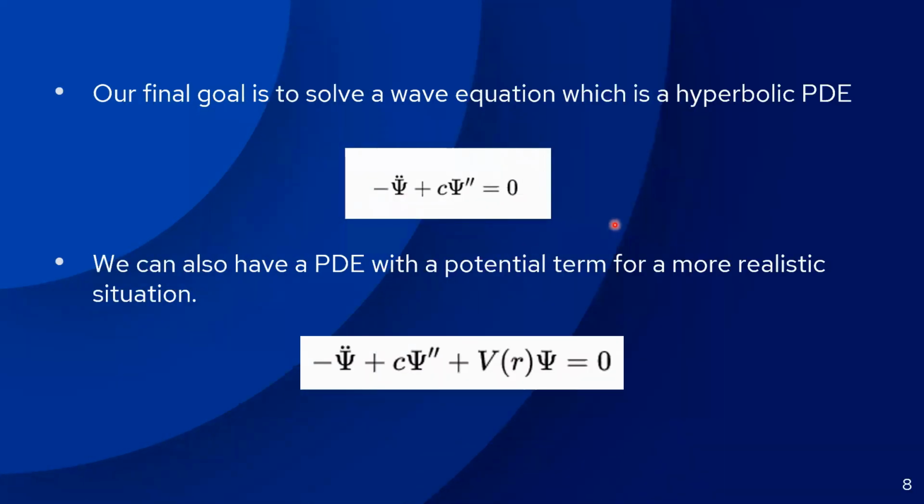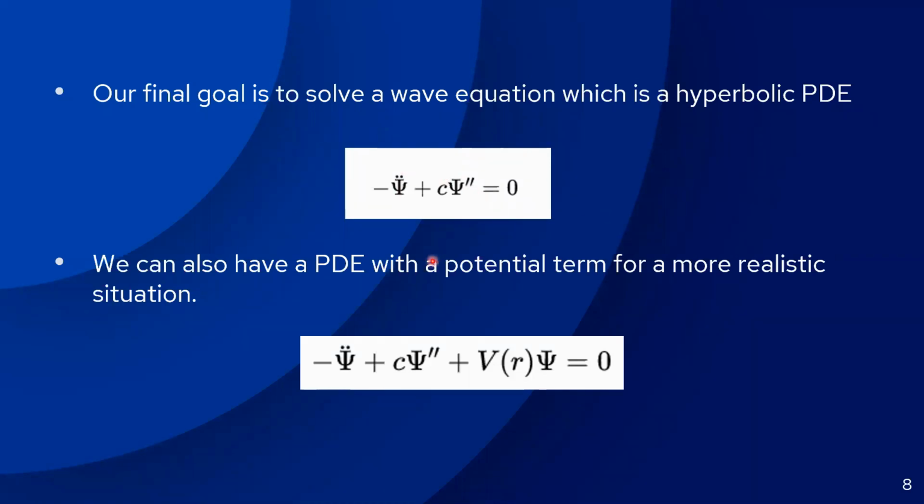So our final goal is to solve basically a wave equation. As you already know, gravitational waves are waves, so they are traveling at the speed of light. So they obey this relation, where the double dots represent the derivative in different coordinates, and the prime is the time derivative, and these are radial derivatives.